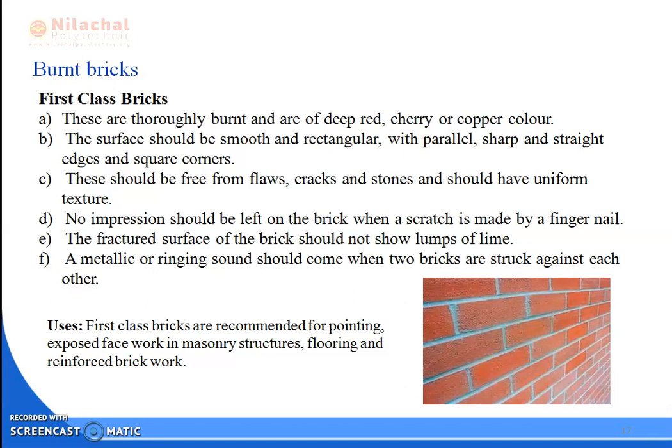A metallic or ringing sound should come when two bricks are struck against each other. If we take two bricks and strike them together and they make a metallic or ringing sound, we can say it is a first class brick. First class bricks are recommended for pointing, exposed facework in masonry structures, flooring and reinforced brickwork. And the compressive strength of first class brick is 10.5 Newton per millimeter square.